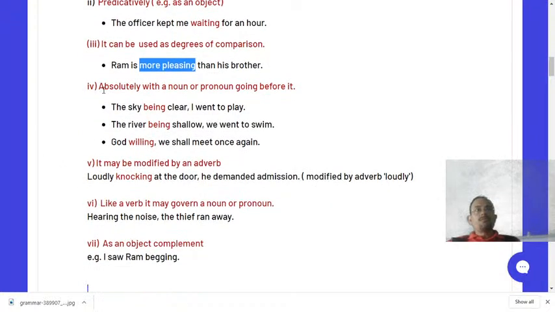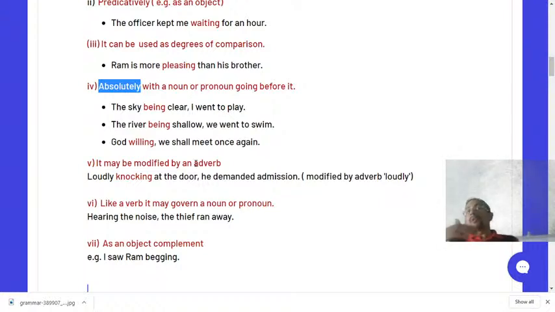Next, the fourth use. So what is the fourth use? It is used absolutely. What is the meaning of absolutely, dear students? We have learned today what is the meaning of attributively. We learned today what is the meaning of predicatively, and now we are going to learn what absolutely is all about. How is a particular word used absolutely in a sentence?